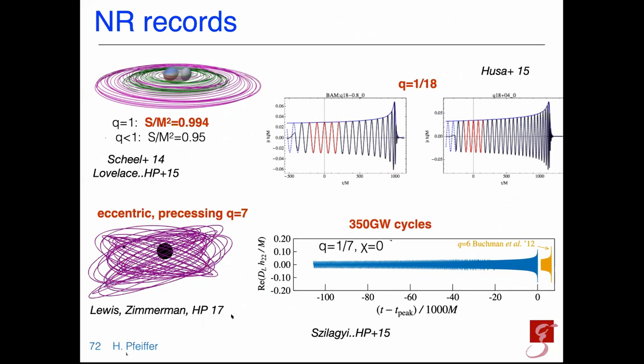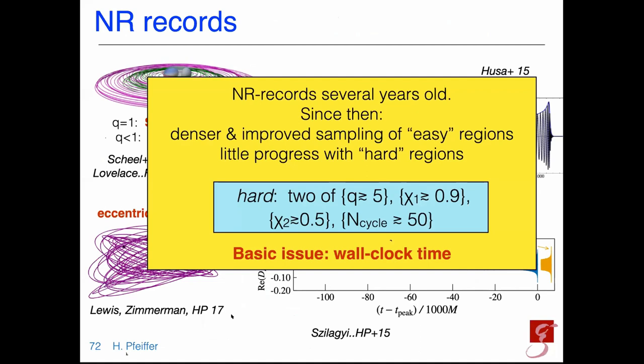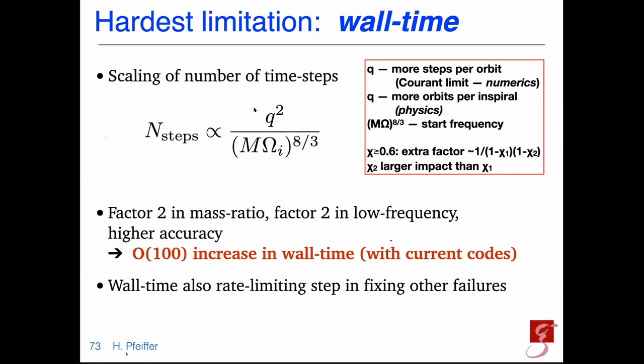And the reason is that while it is easy to improve the sampling of the easy region of parameter space, it is remarkably difficult to push into different regions of parameter space, where the hard regions are any combination of high mass ratio, high spins, or really long simulations. And the basic issue is the wall clock time of these simulations: the number of steps in a simulation goes up like the mass ratio squared.